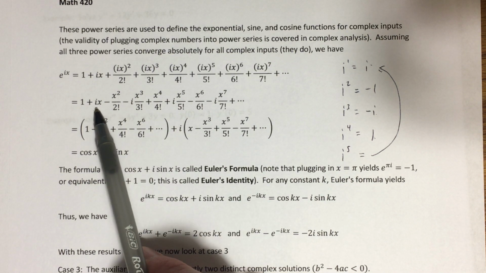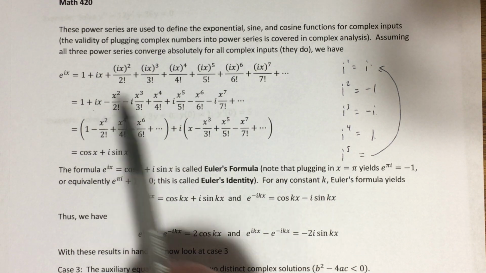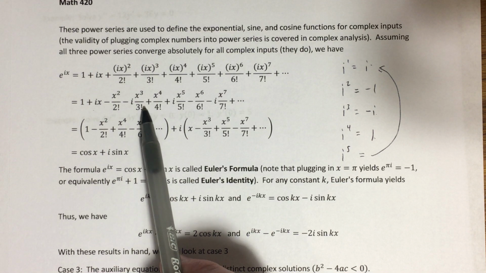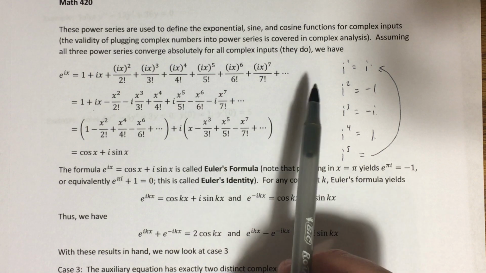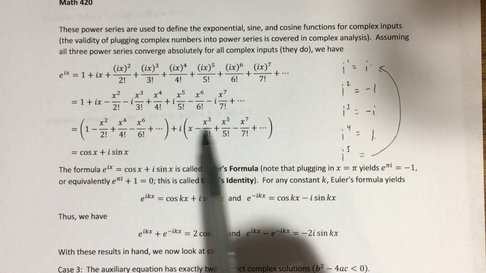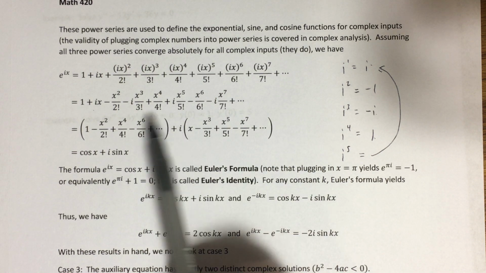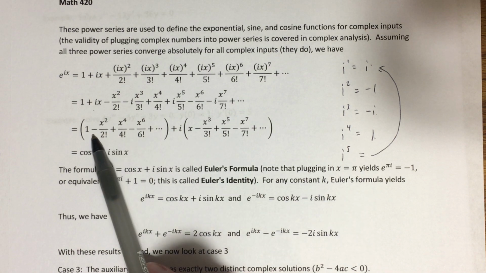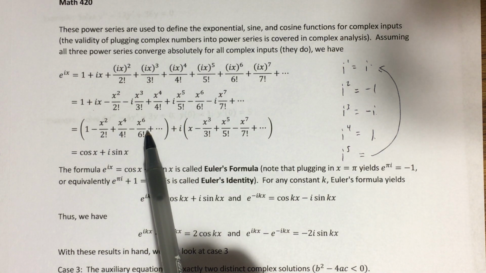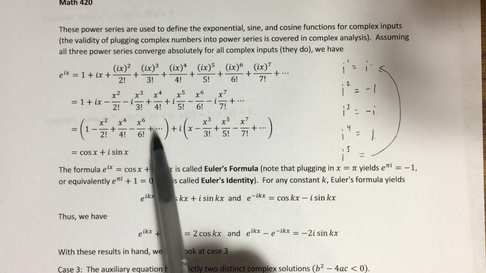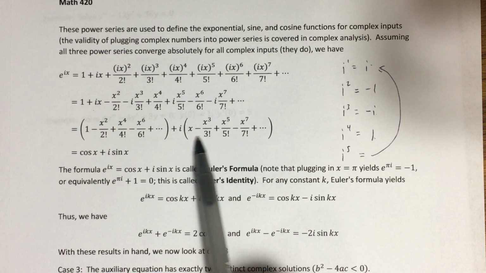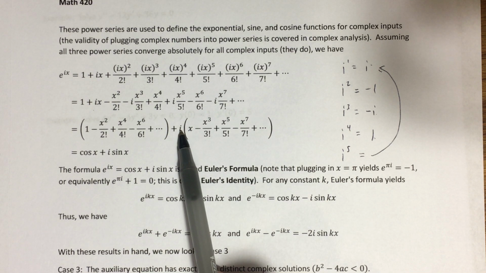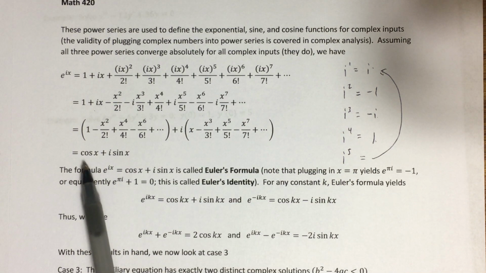And then I take all of the terms with i's in them: ix, -i x cubed over 3 factorial, plus i x to the fifth over 5 factorial, and so on. If I group those up and factor that common factor of i out, look what I have. In this first set of parentheses, I'm seeing the Maclaurin series for cosine of x. In this second set of parentheses, I'm getting the Maclaurin series for sine of x, and then there's an i being multiplied to that. So this reduces down to cosine of x plus i sine of x.